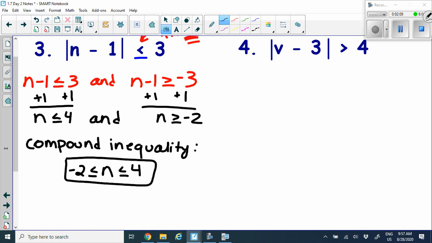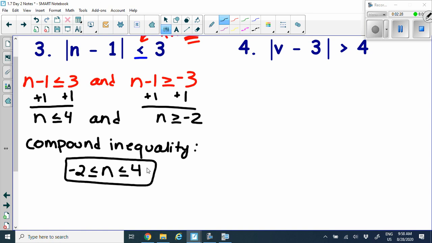Now remember, that means any n value, or any number we plug into n, has to satisfy both inequalities. That's really why we also want to write as a compound inequality, because it makes it easier to know, does this n value, whatever it is, satisfy both inequalities?